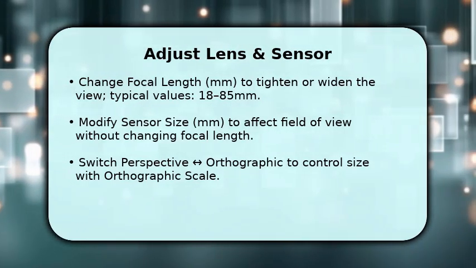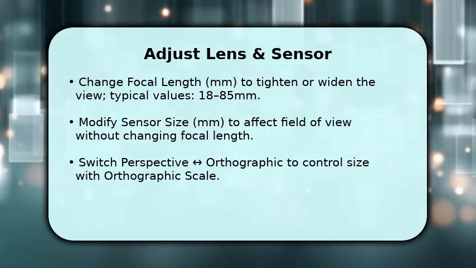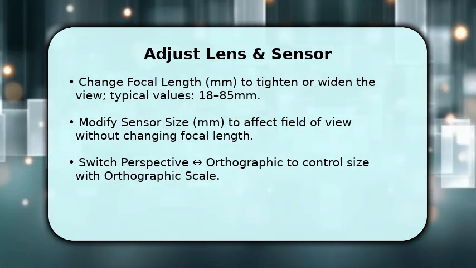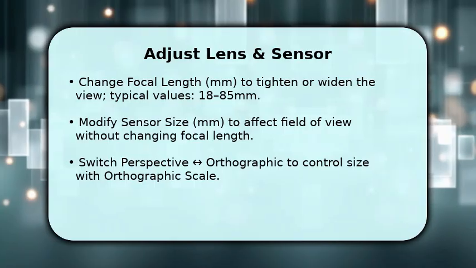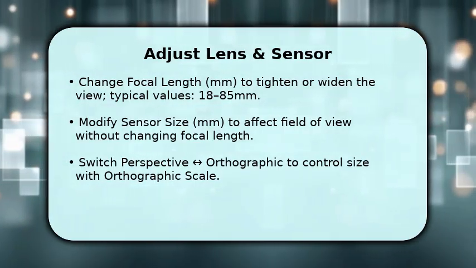If you need a different viewport framing without altering focal length, change sensor size. Alternatively, switch the camera to orthographic and adjust orthographic scale to set the exact scene coverage. This is useful for architectural or technical shots.